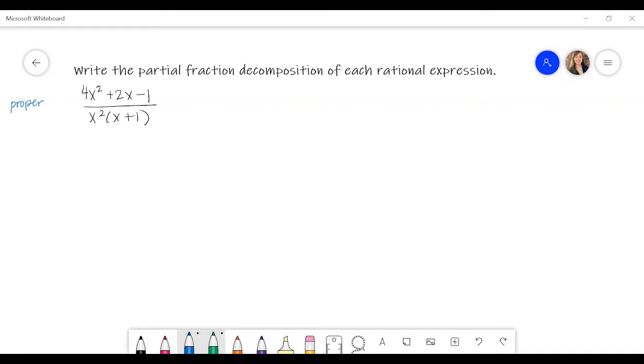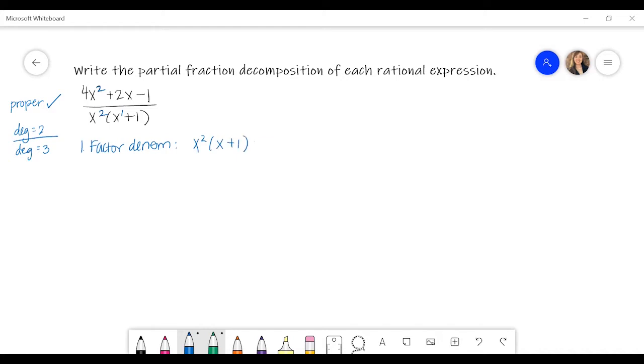Well, the degree of the numerator is 2, and the degree of the denominator is 2 plus 1, which is equal to 3. So yes, it is proper. So we want to factor our denominator. So we've got x squared times x plus 1.